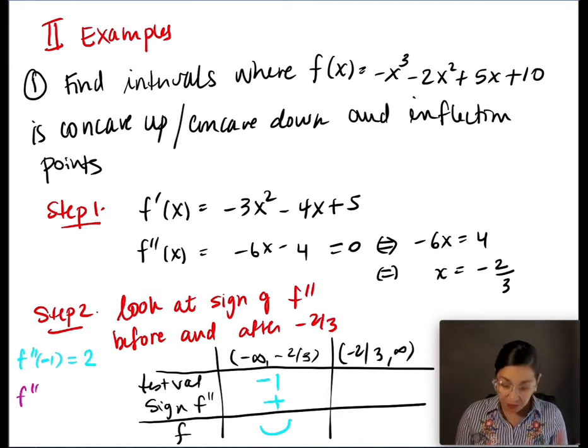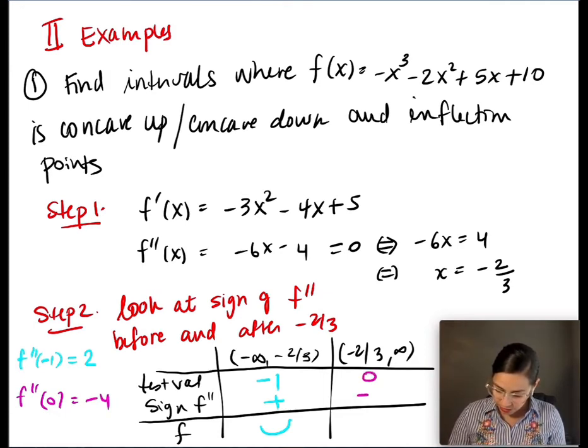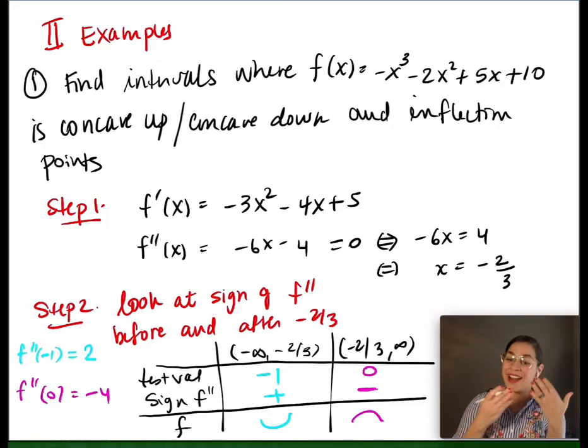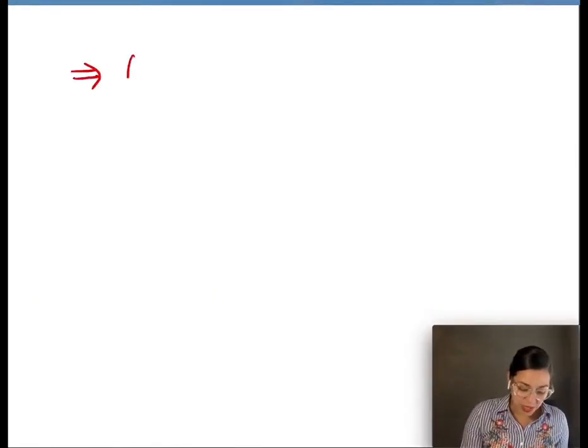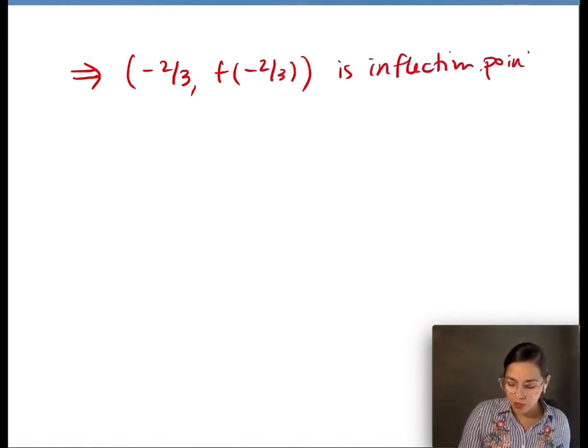Now, if I substitute a number greater than negative 2/3, I'm going to take 0. If I substitute 0, then I get negative 4, which is negative. Therefore it is concave down. So since the sign of the second derivative changes at negative 2/3, that tells me that negative 2/3 is an inflection point of f.